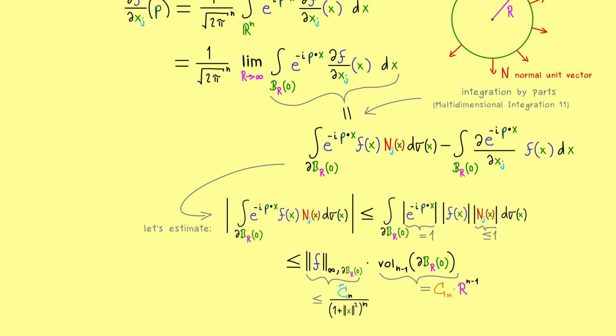And to avoid some confusion, let's call it cn tilde. And now since we work on the sphere here, this norm of x squared, which is the standard norm of x, is just equal to r squared. And that's already enough.